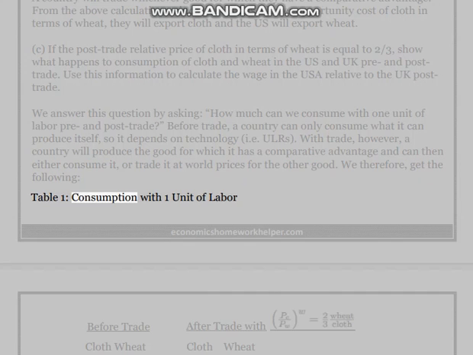Table 1. Consumption with 1 unit of labor. Before trade, after trade. Cloth, wheat. UK 1/2, 1/6; USA 1/3, 1/2. Cloth, wheat. 1/2, 1/3; 3/4, 1/2.